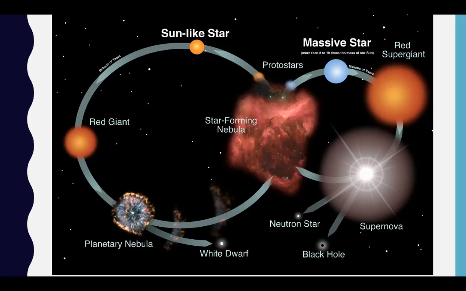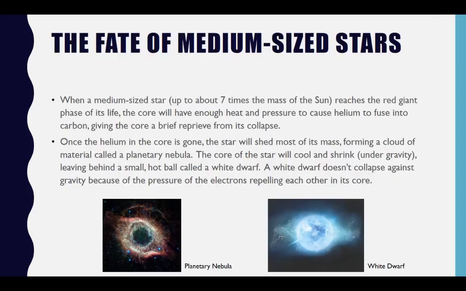Okay. So when a medium-sized star, this is about seven times the mass of the sun, reaches the red giant phase of its life, the core will have enough heat and pressure to cause helium to fuse into carbon, giving the core a brief reprieve from its collapse. Once the helium in the core, however, is gone, the star will begin to shed most of its mass, forming a cloud of material known as a planetary nebula. The core of the star will cool and shrink under its own gravity, leaving behind a tiny little hot white ball called a white dwarf.